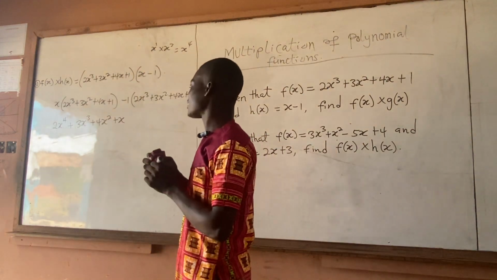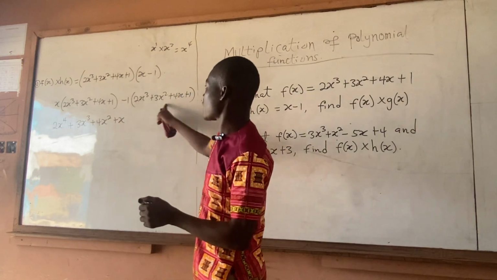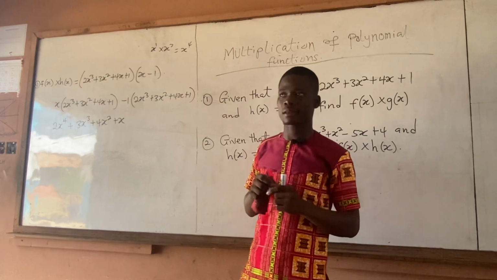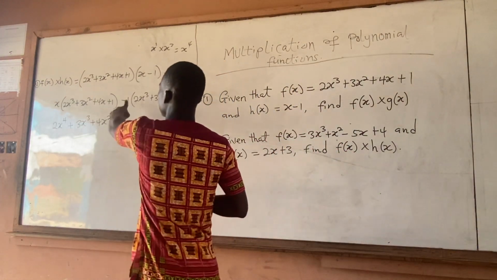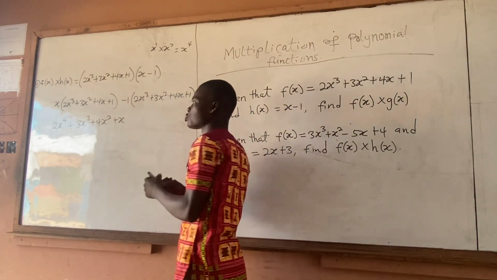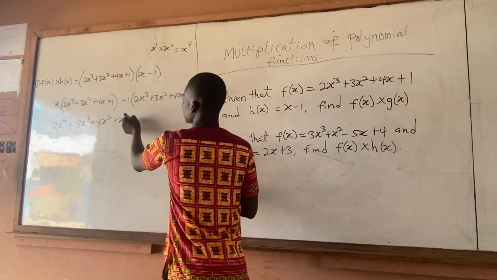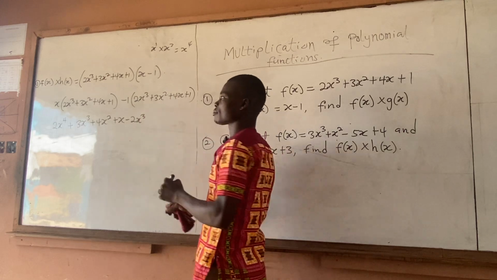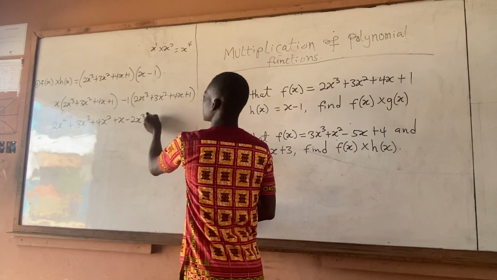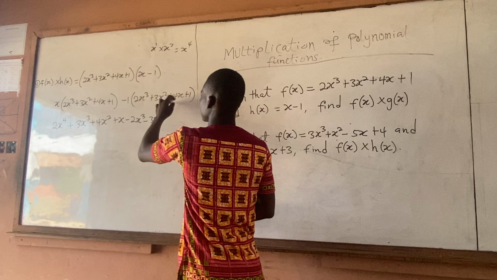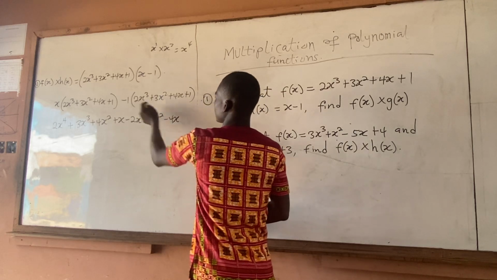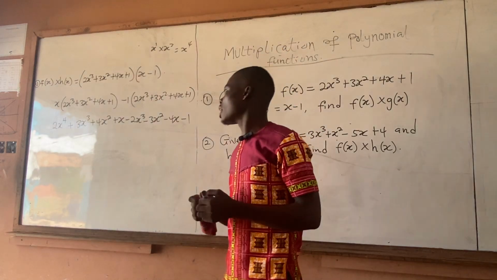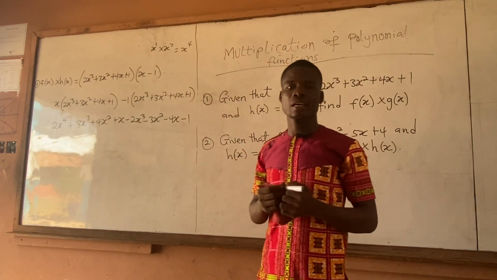Now, let's take our time and use the negative one to expand each of the terms in the bracket. We are going to get minus 1 times 2x cubed, minus 1 times positive 3x squared, minus 1 times 4x, minus 1 times 1. Now, this is how to expand.